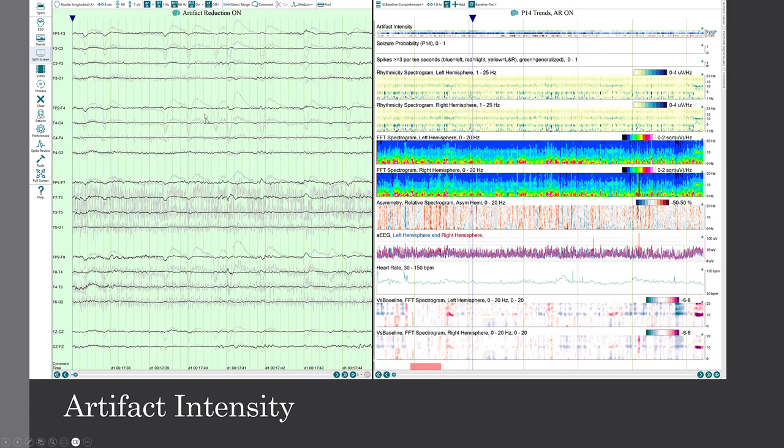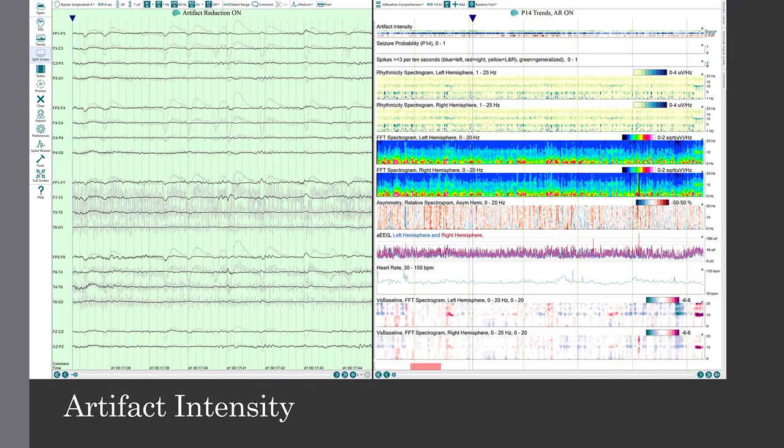And optionally, you can toggle it on and off. There are individual controls at the top where we can toggle artifact reduction as needed on the waveforms. As a matter of tradition, typically you'll use that turned off for waveforms and on for trends. And then if you need to see through some artifact, go ahead and engage it for the waveforms as well.